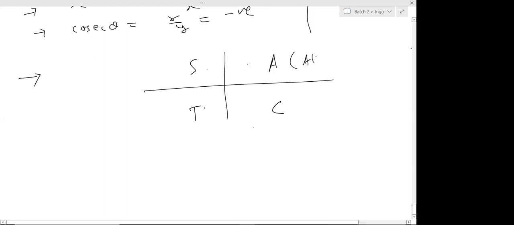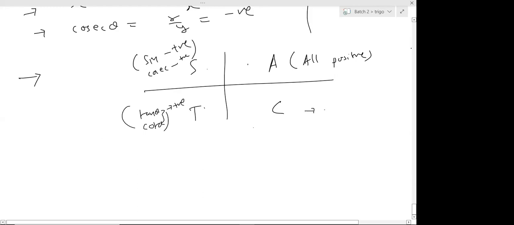What A means is all positive. S means sine positive. So if sine is positive, cosec is also positive. T means tan positive. So if tan is positive, then cot is also positive. And C means cos positive. So cos theta and sec theta are positive. All right, why that happens, we studied here.